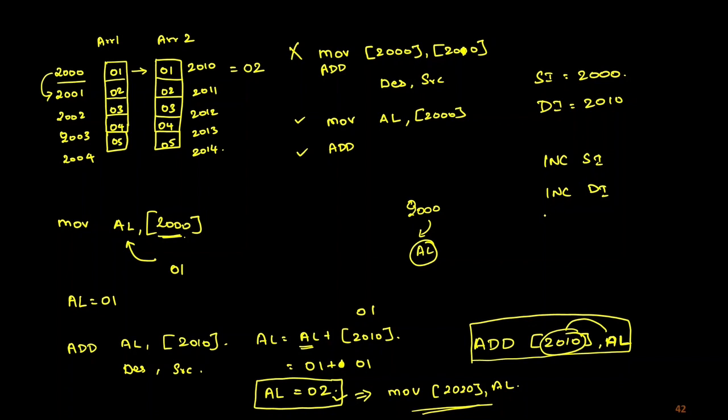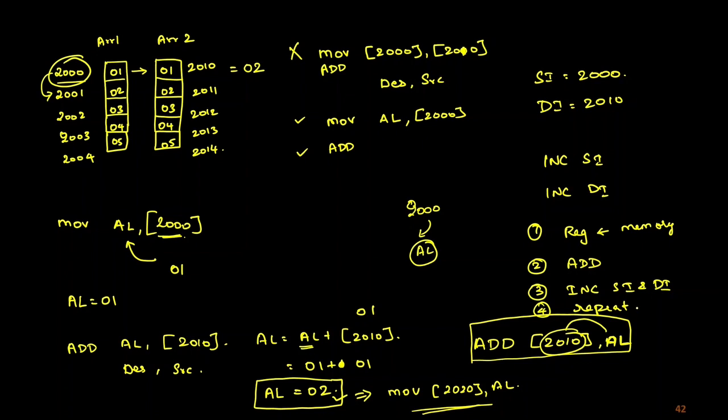So overall, what are the first things I have to do? I have to move the elements of 2000 to a specific register, so the register gets the values of memory. After that I have to add it, and after that increment SI and DI, and after that repeat the loop.